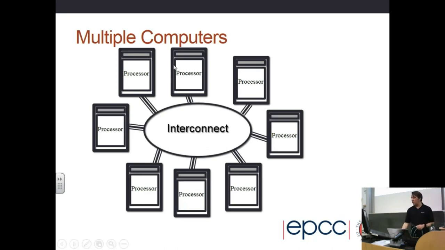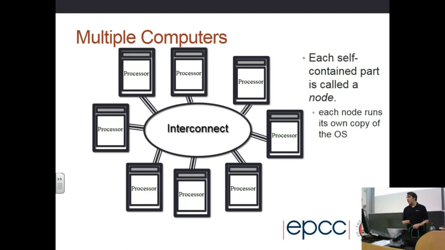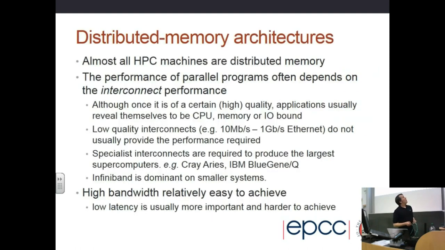Each of these nodes is running completely its own copy of the operating system. Within here, if this is a multi-core architecture, they're under the control of the same operating system, but different nodes have different operating systems. Hopefully the same version, but physically, different copies of the operating system. So each self-contained part is called a node. Each node runs its own copy of the OS. So almost all HPC machines are distributed memory.